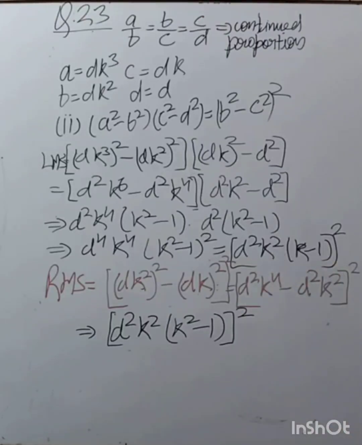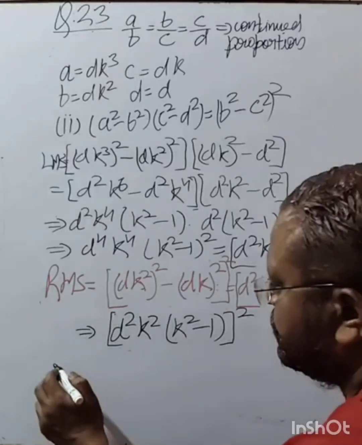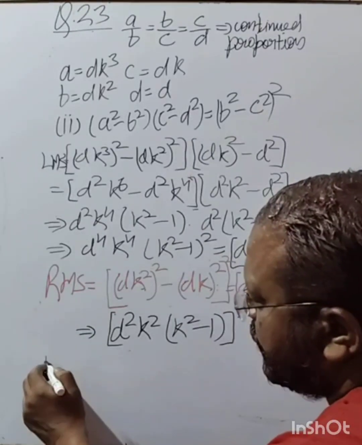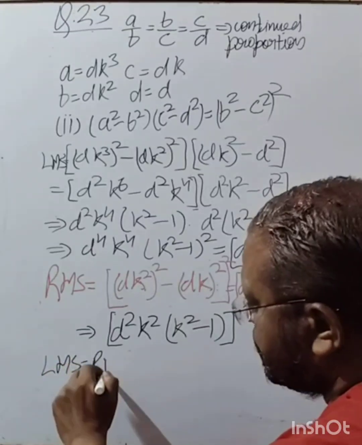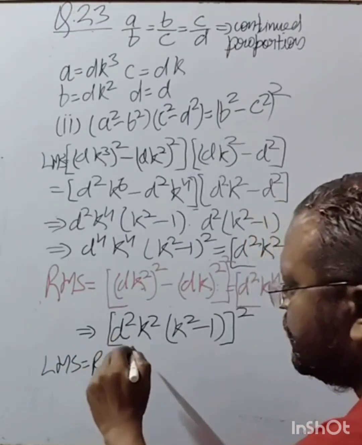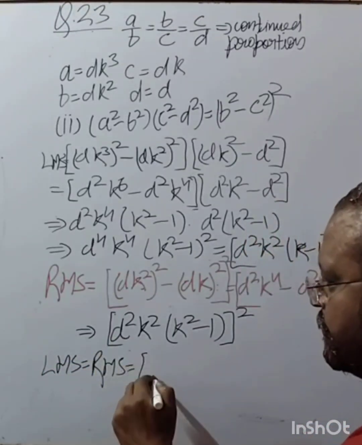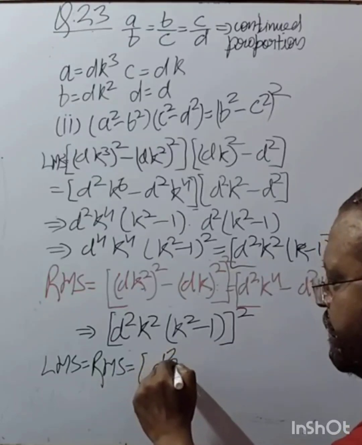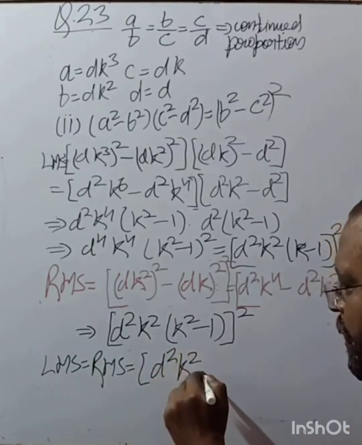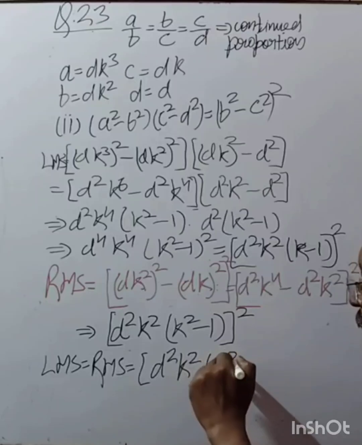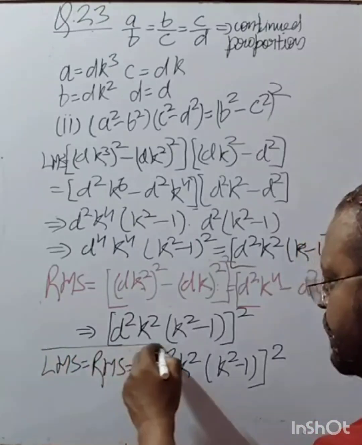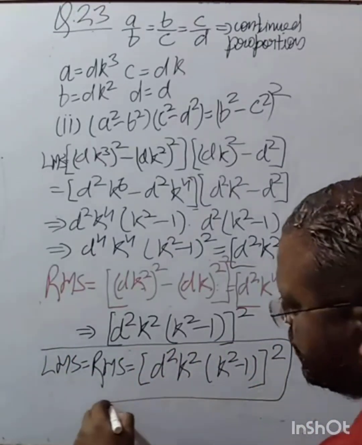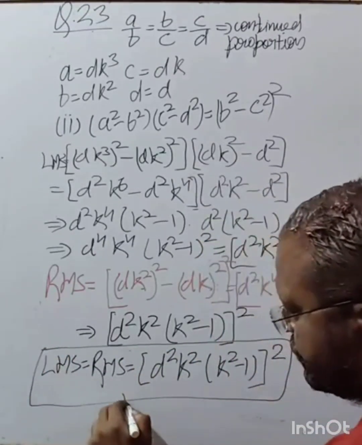So it means what? LHS is equal to RHS is equal to d square k square bracket k square minus 1 whole square. You get this? Hence proved. Yes.